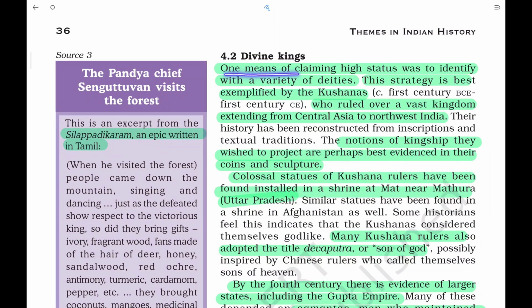Now, one means of claiming high status was to identify with a variety of deities. This strategy is best exemplified by the Kushanas. Now, the Kushanas were the first to issue gold coins in large numbers, and they ruled over a vast kingdom extending from Central Asia to Northwest India. So obviously they belonged to Central Asia, and they attacked the northwestern part of India. The notions of kingship they wished to project are perhaps best evident in their coins and sculptures. Colossal statues of Kushana rulers have been found installed in a shrine near Mathura.